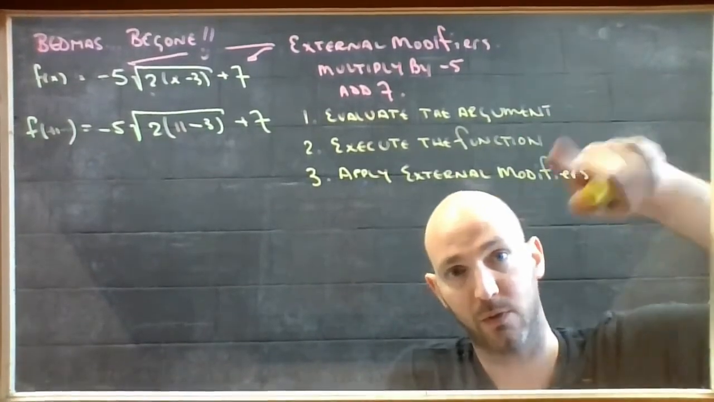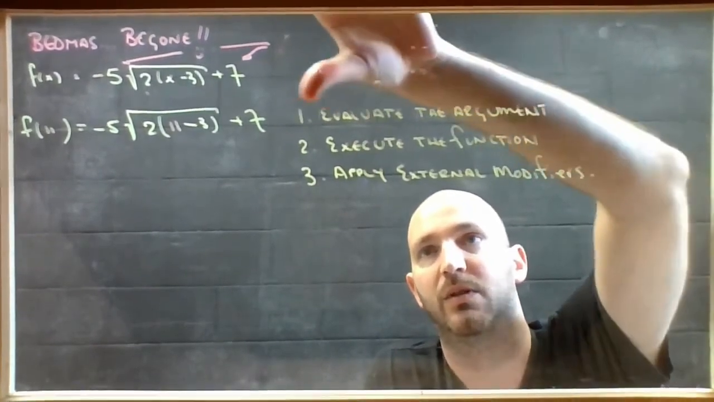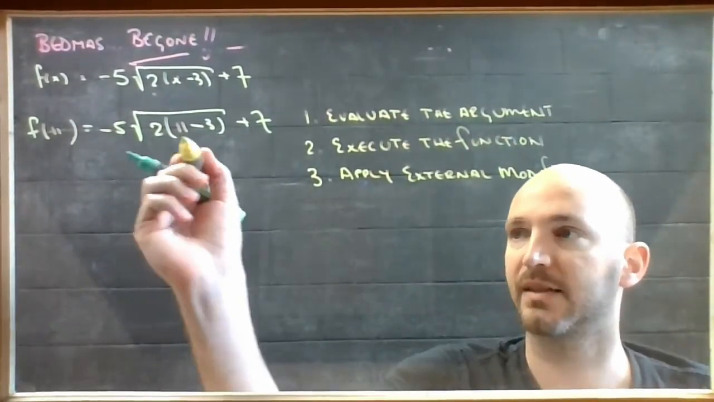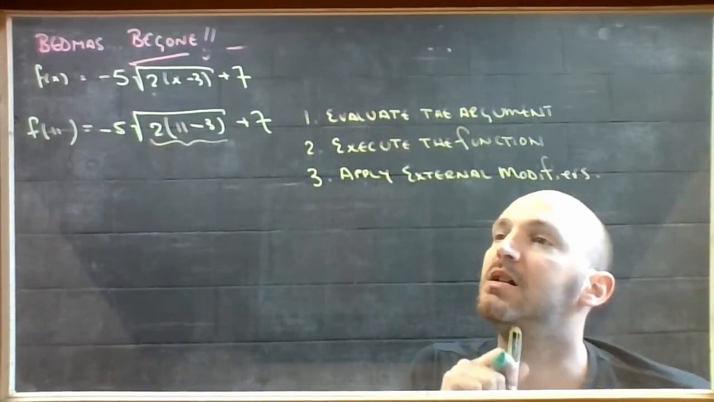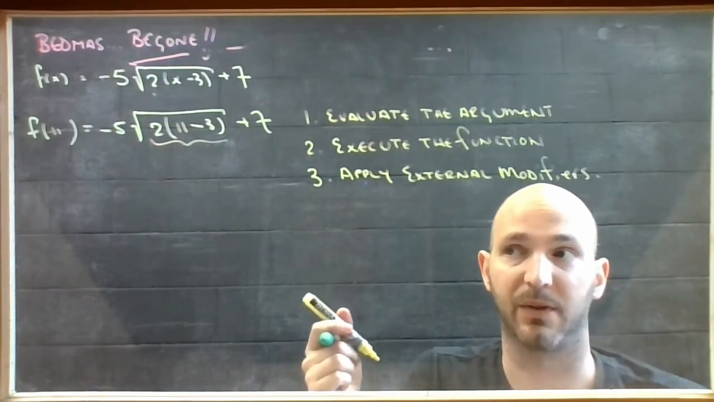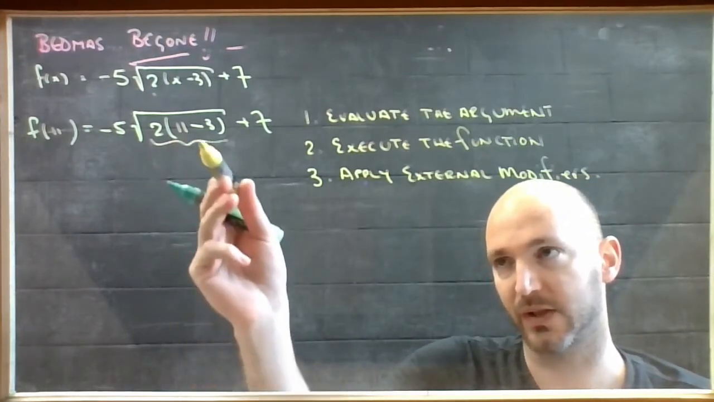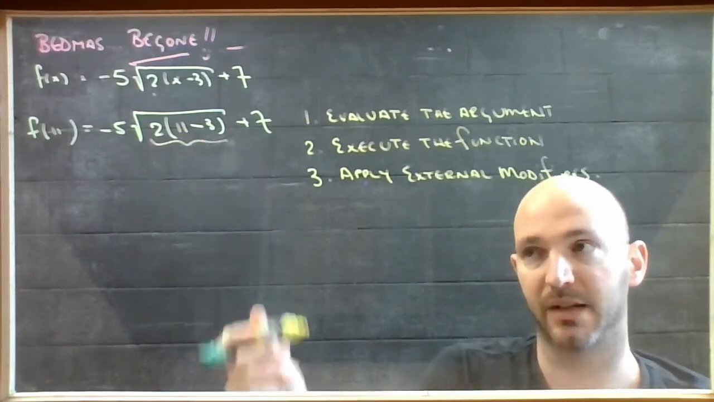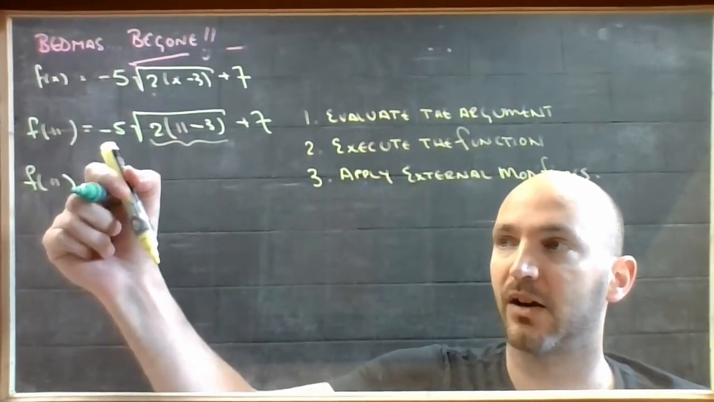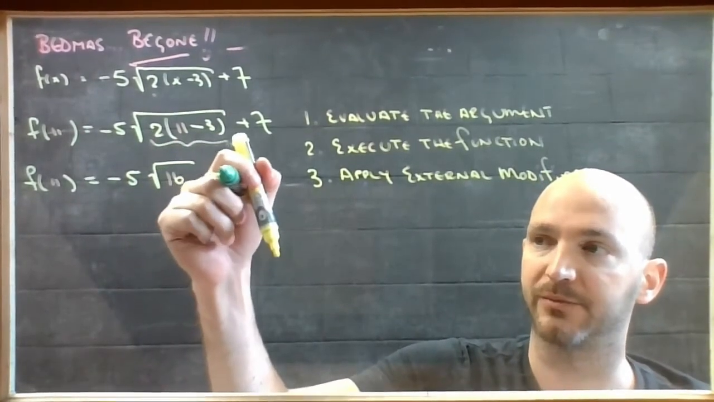Okay, so my new order of operations says I'm supposed to evaluate the argument first. Well, that's this chunk here. So the BEDMAS stuff still applies; we haven't thrown it completely out the window, we've just enhanced it a little. So I should be doing the subtraction first. 11 minus 3 is 8. And then 8 times 2 is 16. So if I evaluate that argument, I end up with 16 inside my function.